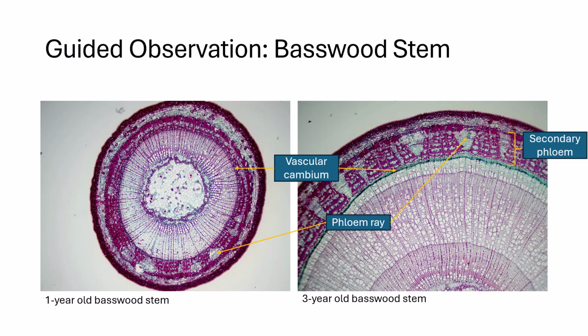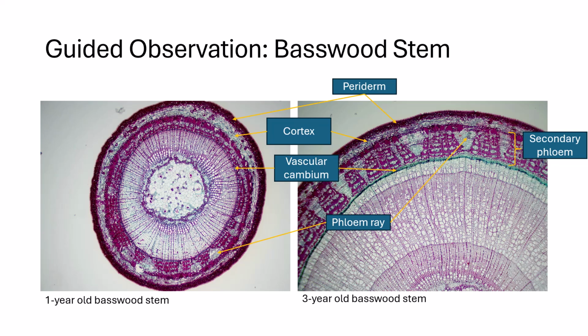Moving farther outward, you'll reach the protective outer tissues. The outer covering is the periderm, which includes cork. This replaces the epidermis in woody stems and forms the protective surface. Between the periderm and the secondary phloem is the cortex. This is much thicker in the 1-year-old stem and gets thinner and disappears altogether in older stems.